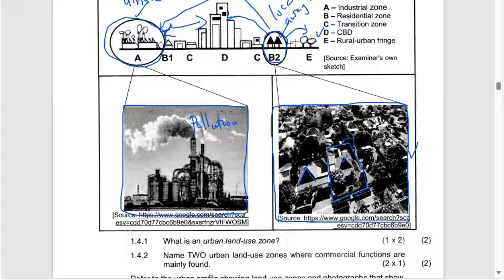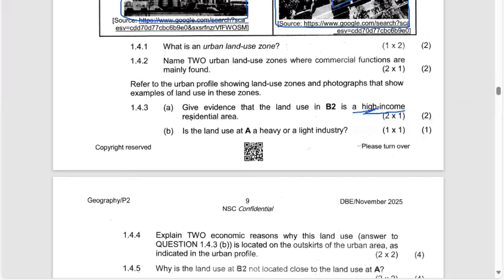They can locate in the transitional zone and they cannot disturb activities of the CBD for the fact that they are not activities that contribute towards pollution. So this is a heavy industry. We can safely conclude that this activity happening here is a heavy industrial activity.